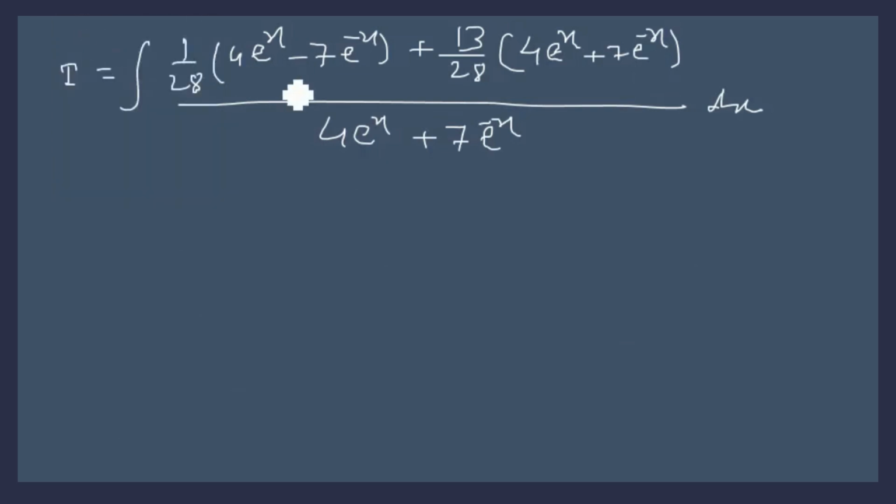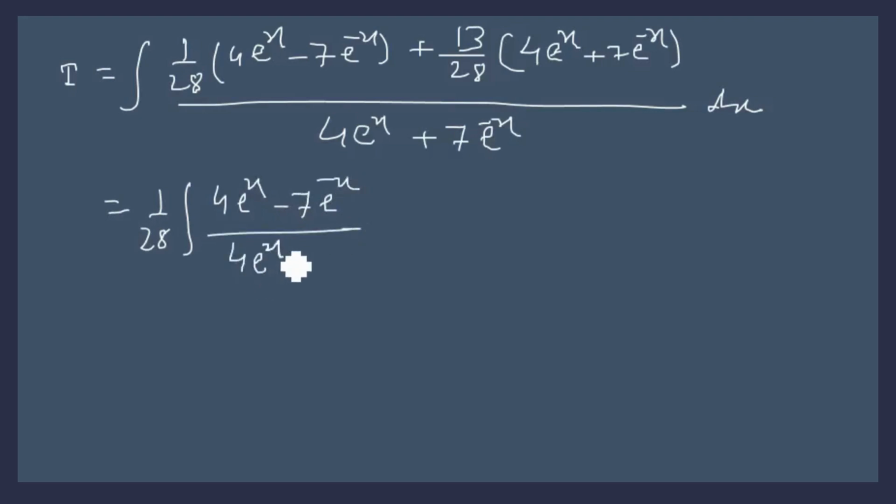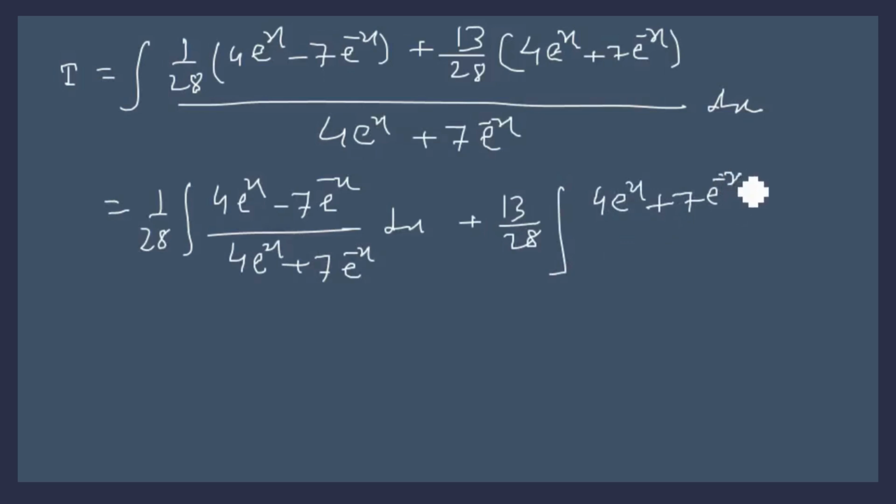When I separate this, this is 1/28 times the integration of (4e to the power x minus 7e to the power minus x) divided by (4e to the power x plus 7e to the power minus x) dx. And this one becomes 13/28 times the integration of (4e to the power x plus 7e to the power minus x) divided by (4e to the power x plus 7e to the power minus x) dx.